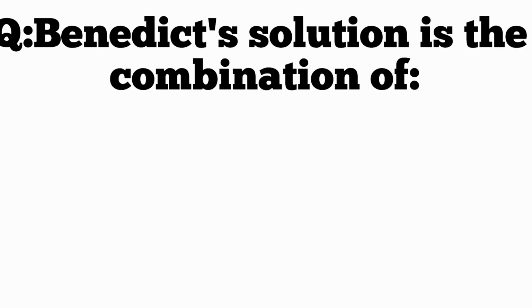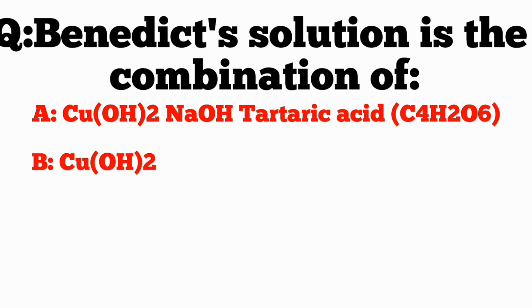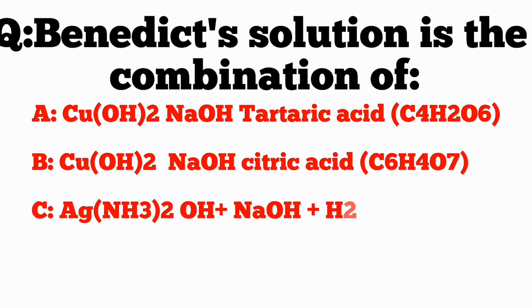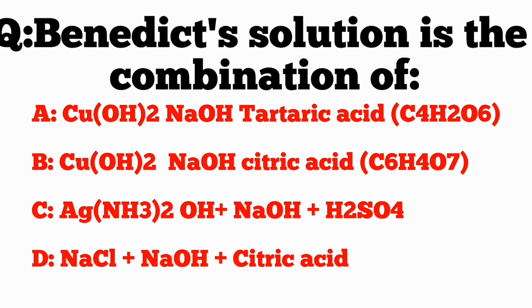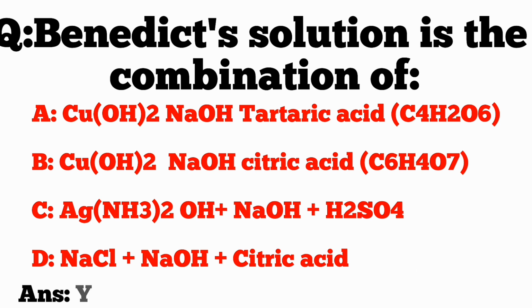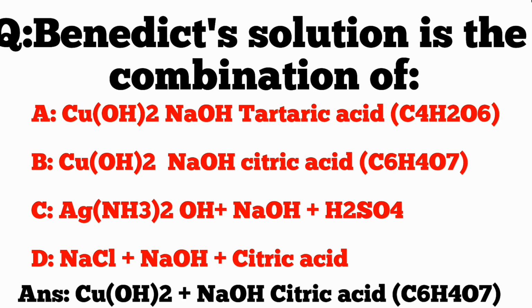Q. Benedict's solution is the combination of A. CuO2 plus sodium tartaric acid C4H2O6. B. CuO2 plus sodium tartaric acid C6H4O7. C. Ag(NH3)2O plus Na plus H2SO4. D. NaCl plus Na plus citric acid. Answer: CuO2 plus sodium citric acid C6H4O7.